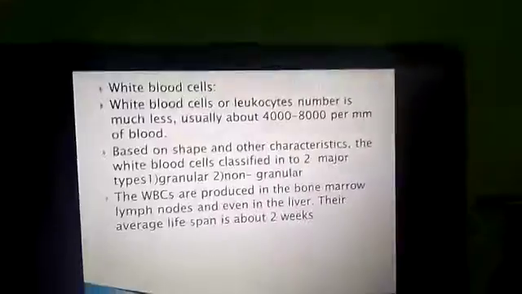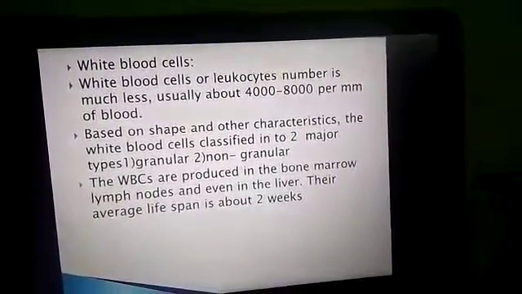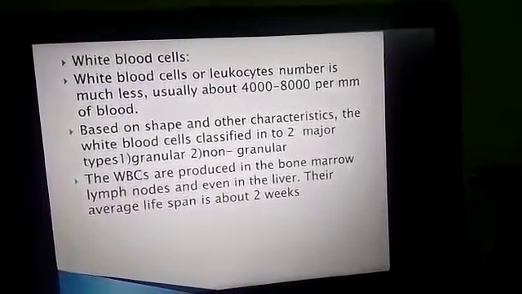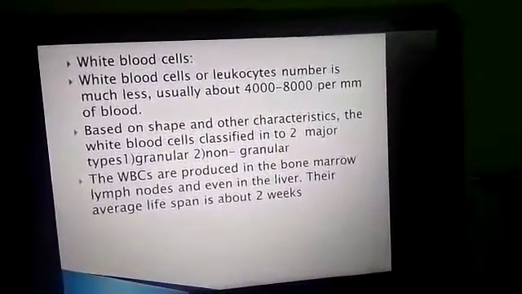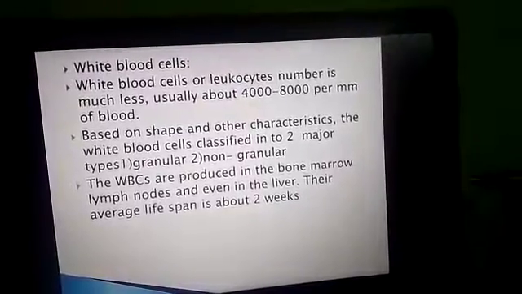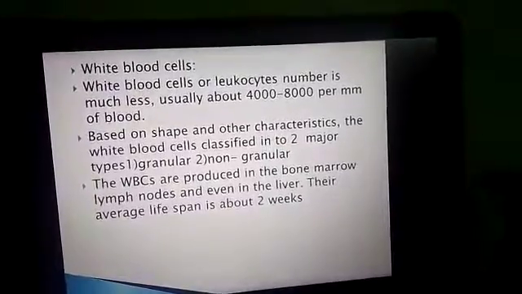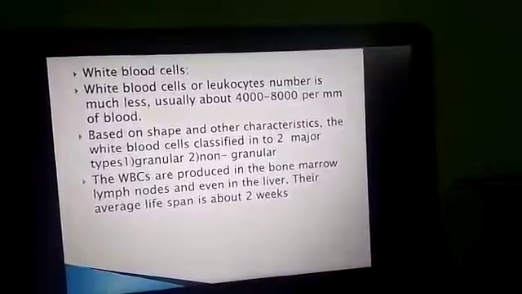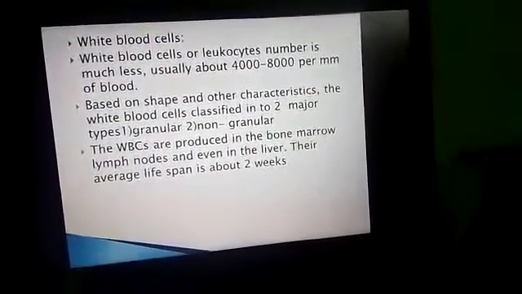Next, white blood cells. White blood cells are leukocytes. Their number is much less, usually about 4,000 to 8,000 per cubic millimeter of blood. Based on shape and other characteristics, white blood cells are classified into granular and non-granular. So what are the types of white blood cells? Granular and non-granular.